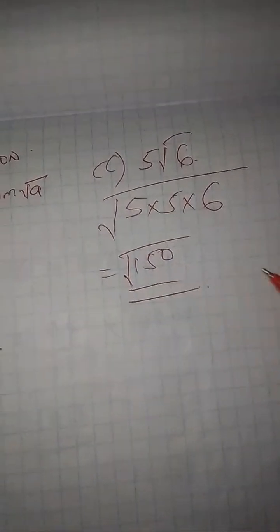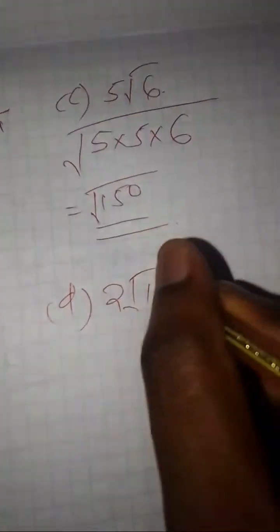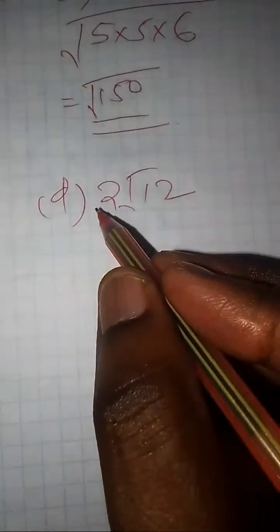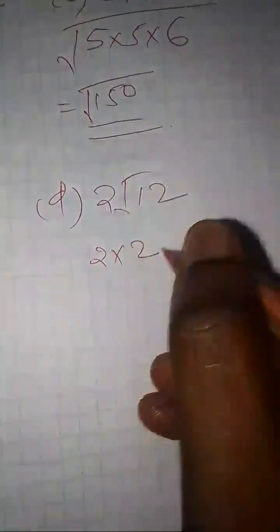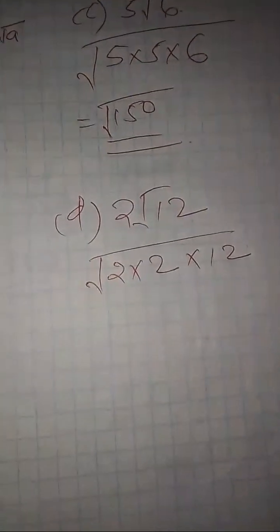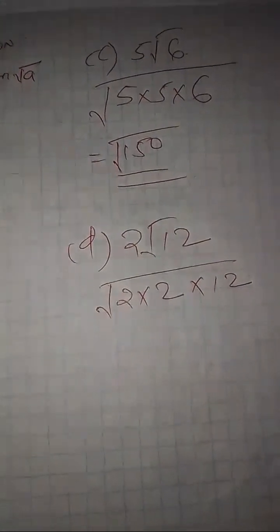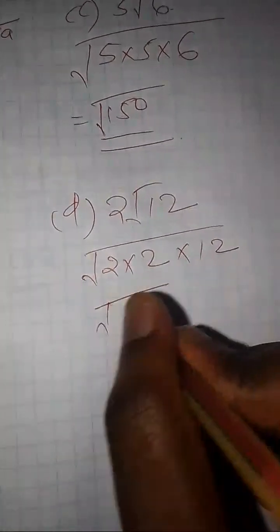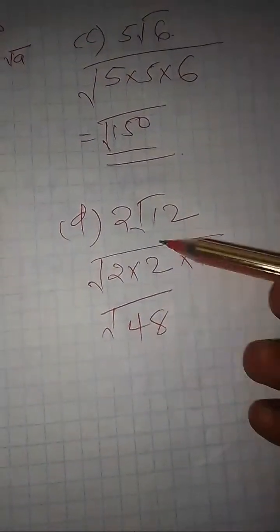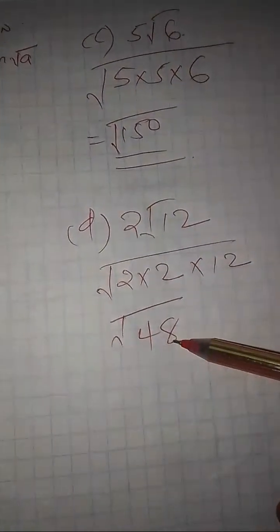So let's again have another example, part D, 2 root 12. So 2 root 12, this 2, we are going to square it, then multiply by this 12. So all of these shall be in the root. So 2 multiplied by 2 times 12, and the correct answer is root 48. So 2 root 12 is also the same as root 48.